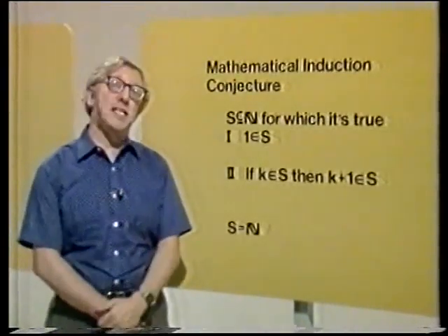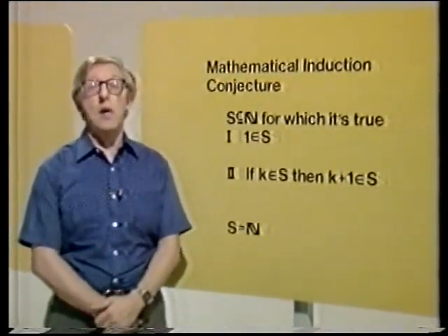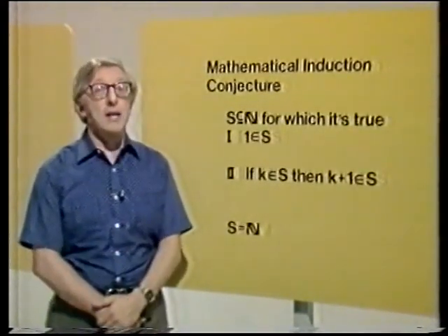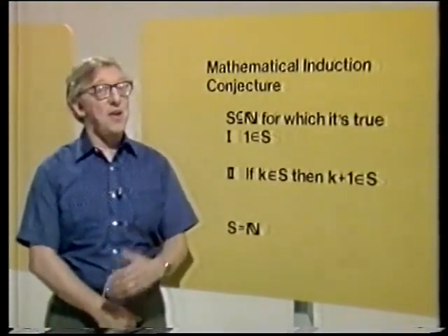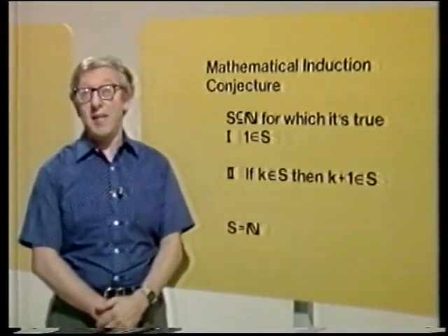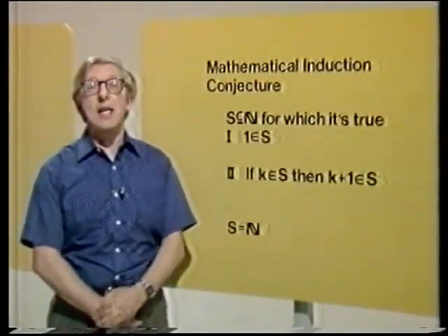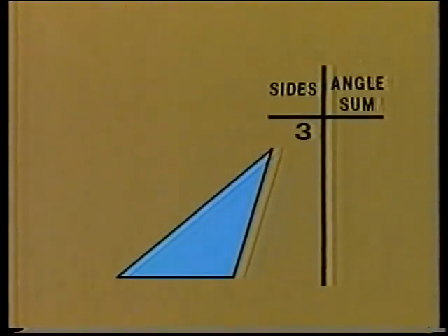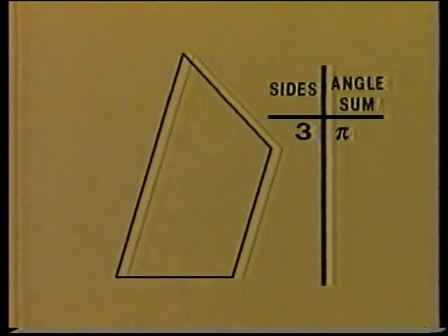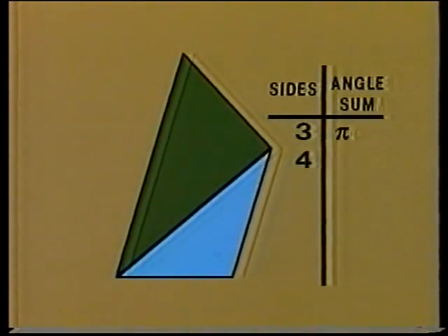So let's finish with an example where we can't start at 1. We're going to look at the sum of the interior angles of an n-sided figure. Now, you can't have a one-sided figure, and I suppose you can't have a two-sided figure, so let's start with a triangle. When the number of sides is 3, then the sum of the angles is pi. With 4 sides, we've got an extra triangle, so the angle sum is 2 pi.